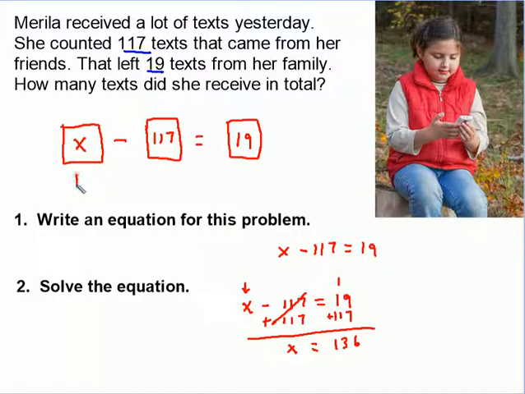If x is equal to 136, then is 136 minus 117 equal to 19? Well, here we go.